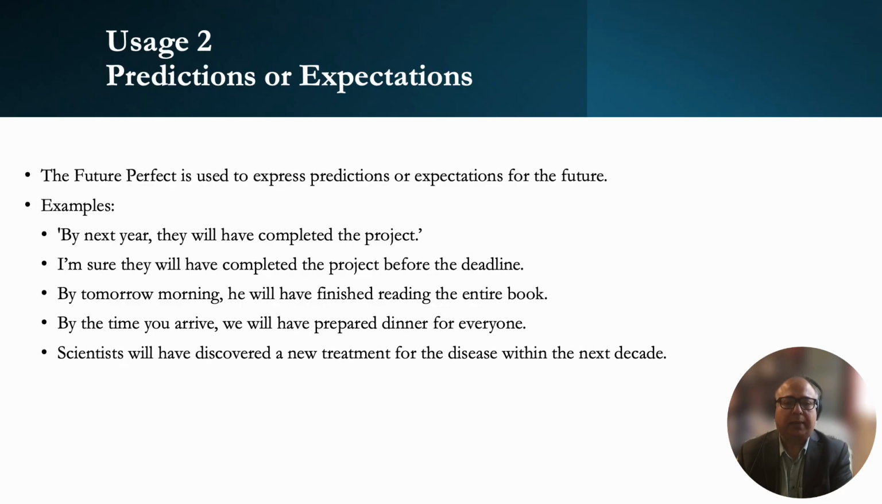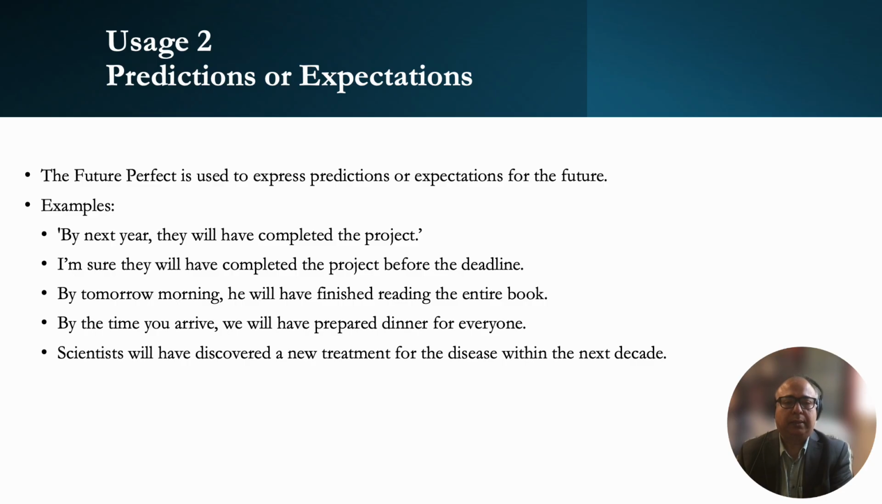Okay, the second type of usage is when we make predictions or when we expect an action to happen. Examples are, by next year, they will have completed the project. So there is a deadline. I'm sure they will have completed the project before the deadline. By tomorrow morning, he will have finished reading the entire book. By the time you arrive, we will have prepared dinner for everyone. Scientists will have discovered a new treatment for the disease within the next decade.